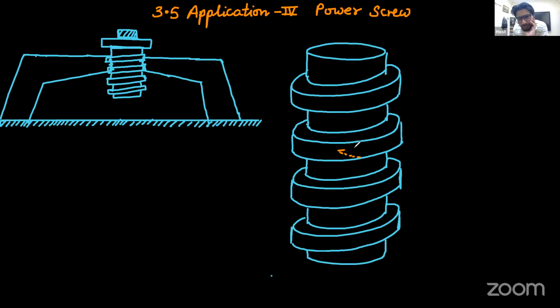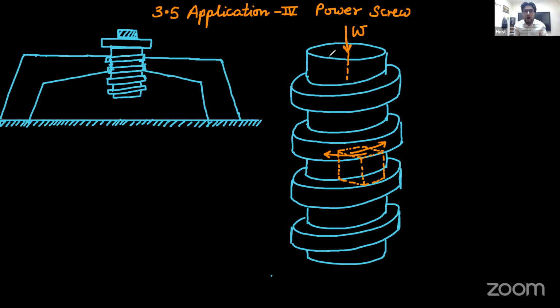please think about that internal thread. That internal thread is like an inclined plane, and the screw is like a weight that is being slid up an inclined plane if you want to raise this weight, and the screw is being slid down that inclined plane if the weight is being lowered.